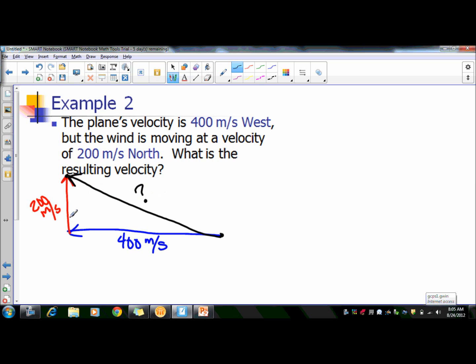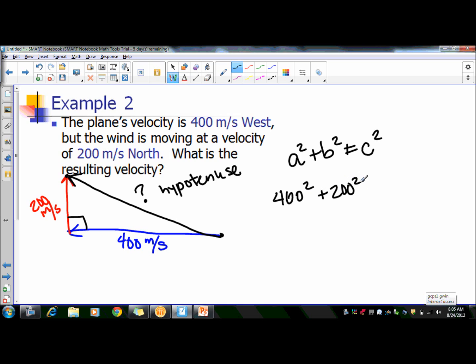So now you probably notice that this is a right triangle. So how do you solve for the longest side of a right triangle? Well, this is called the hypotenuse. And we use Pythagorean theorem. A squared plus b squared equals c squared. And so it doesn't matter which one's a. Let's do the first one that we did. So 400 squared plus 200 squared equals c squared.